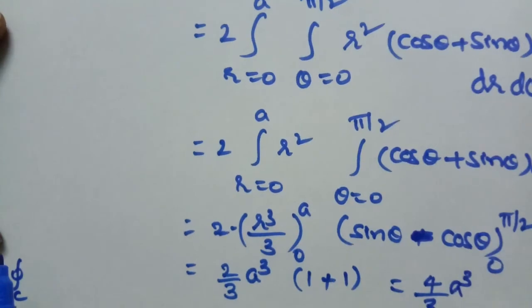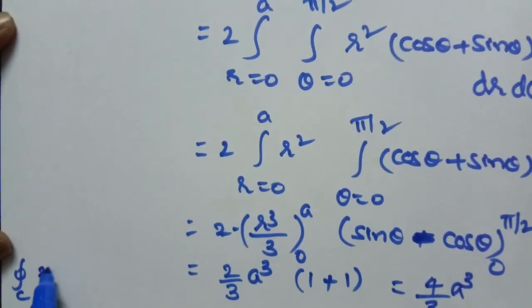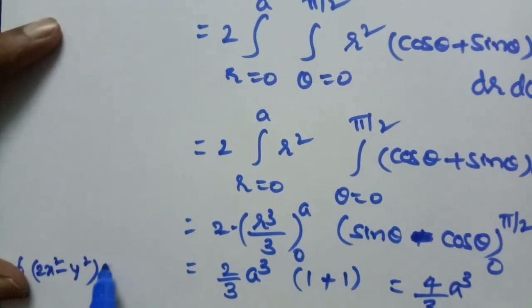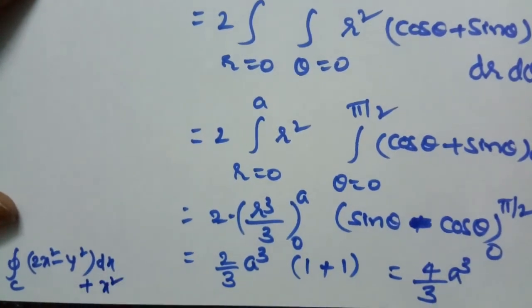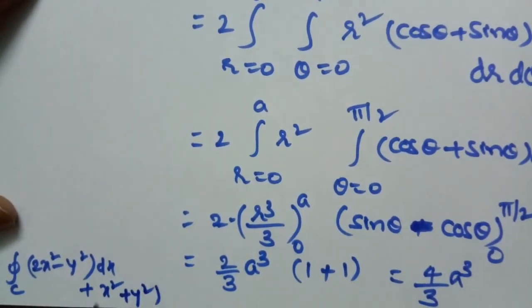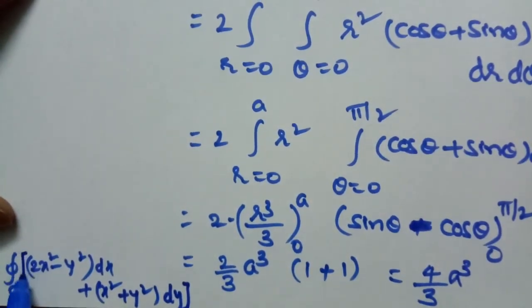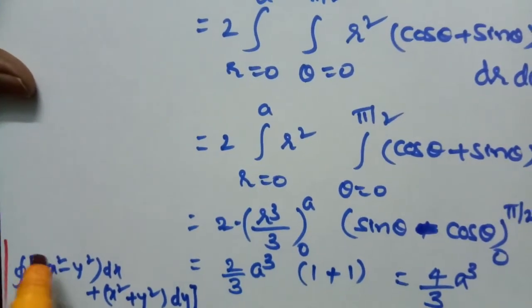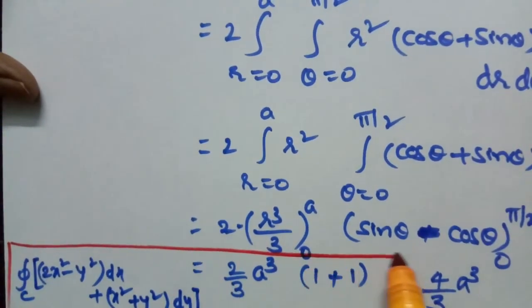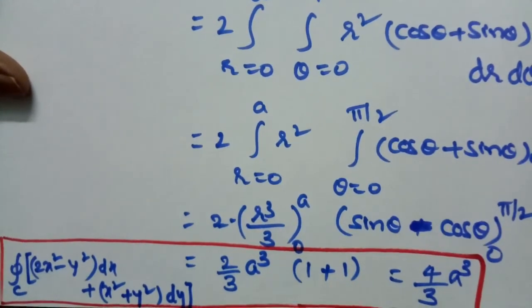But we calculated this line integration by using the Green's theorem, that means by using the double integration. So m is 2x square minus y square into dx plus x square plus y square into dy. This is our required integration. This is the advantage of the Green's theorem.